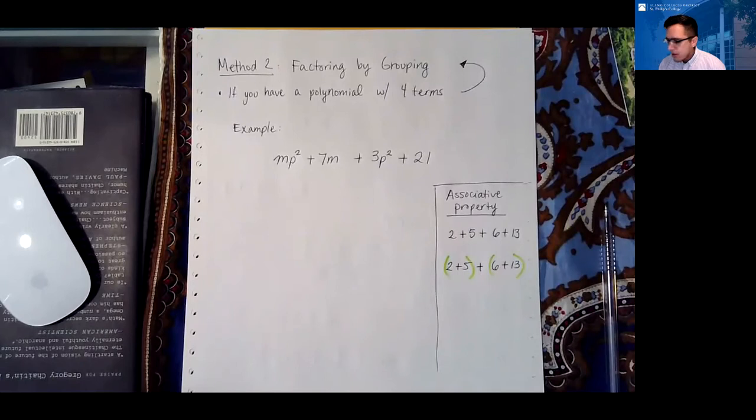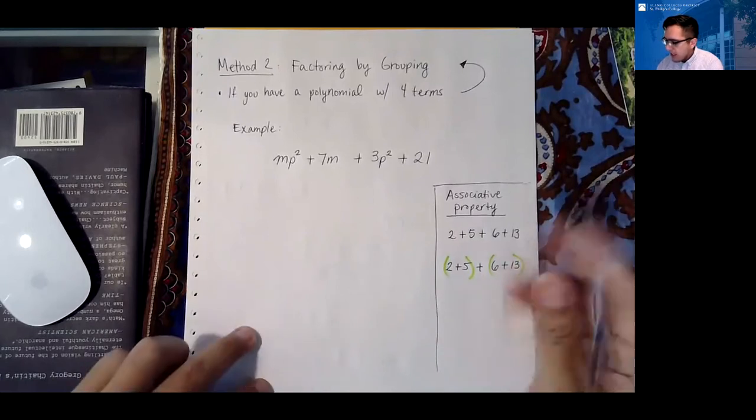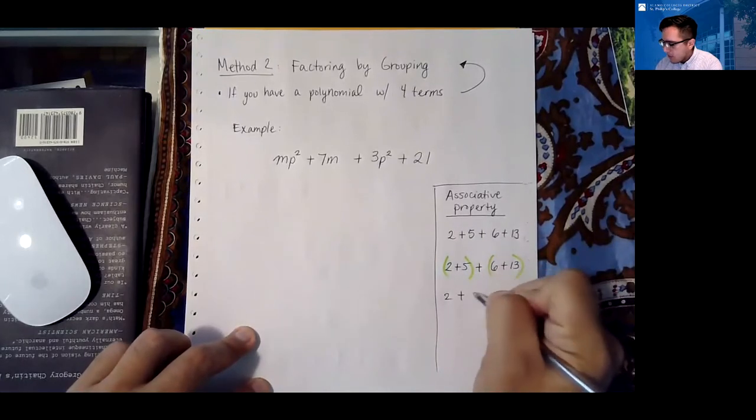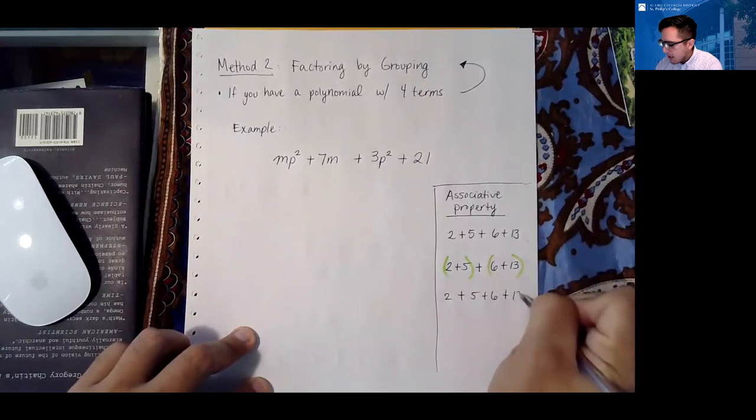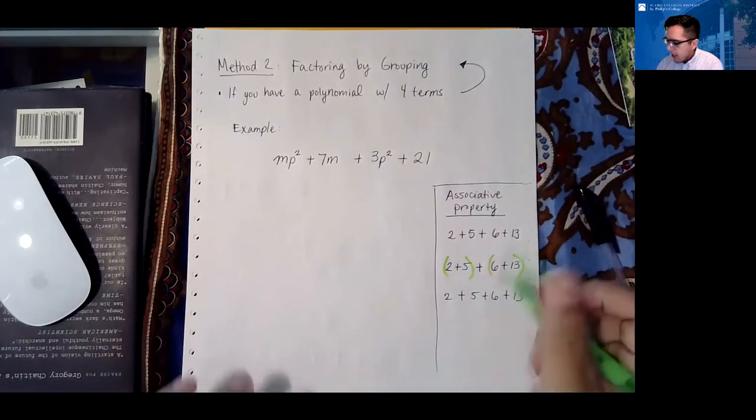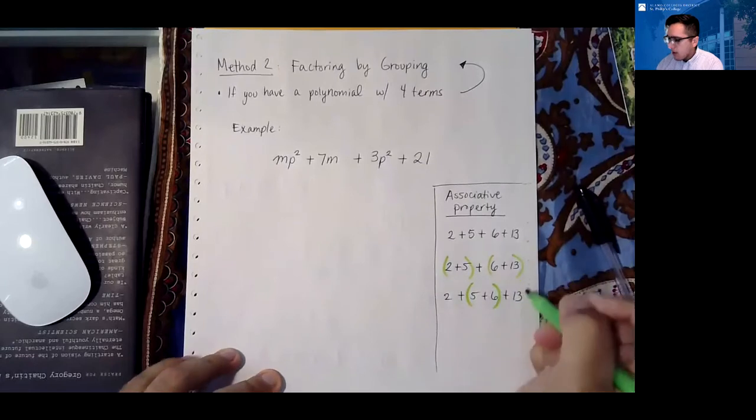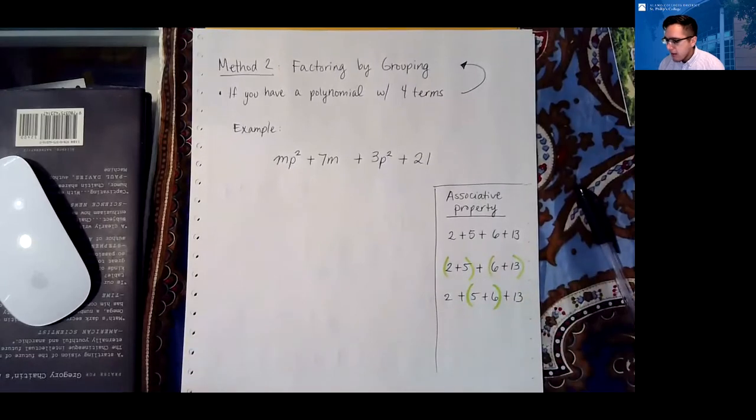Cool. What if I had 2 plus 5 plus 6 plus 13, keeping in the same order? And what if I threw parentheses around the 5 and the 6, and then I added the 5 and the 6 first, and then I worked with the 2 and the 13 later? What should I get when I add up those numbers? 26 still. Yeah, the result didn't change because I grouped them.